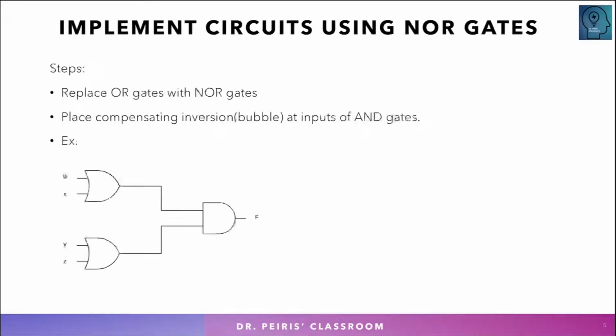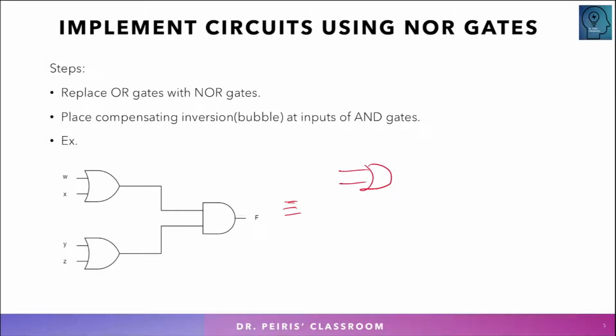Now what are the steps to follow when we change the circuits to have only NOR gates? We must replace all the OR gates with NOR gates, and then we must put the inversion bubbles at inputs of AND gates, to make the AND gates NOR gates. So let's see this example. We're going to start by replacing these two OR gates with NOR gates. So here is the equivalent circuit.